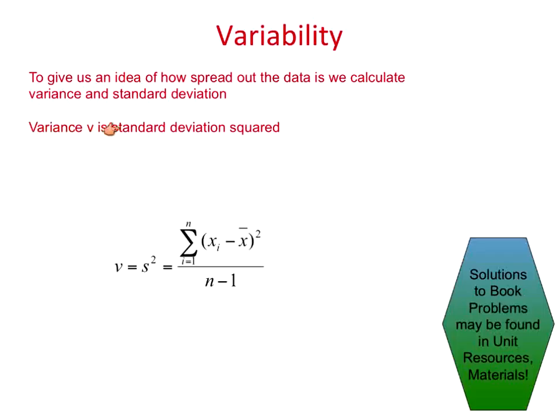This is variance and standard deviation. So first let's read this. To give us an idea of how spread out the data is, we calculate variance and standard deviation. Variance V is standard deviation squared. So what standard deviation really is, is sort of like the distance from your median, the distance from your middle value. It's telling you how spread out your data is.